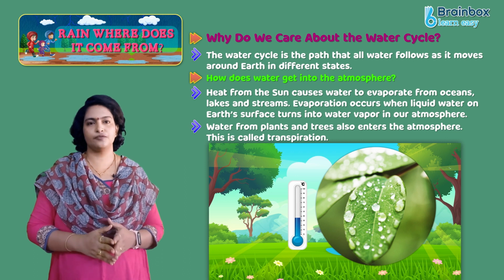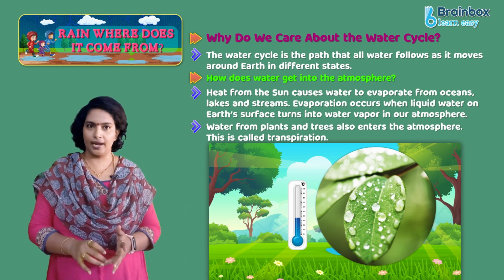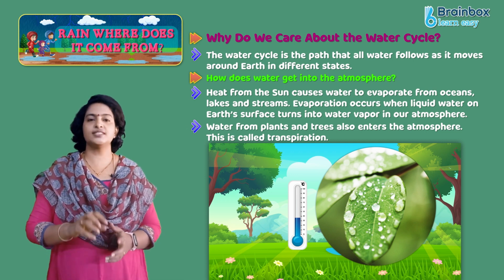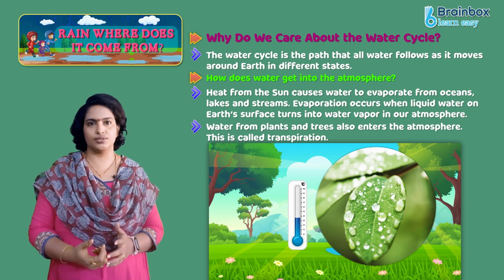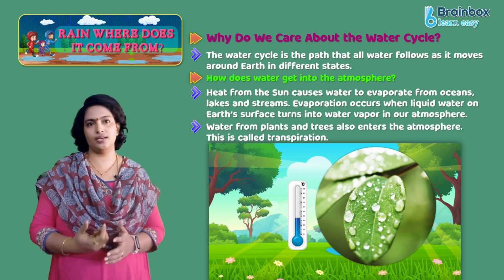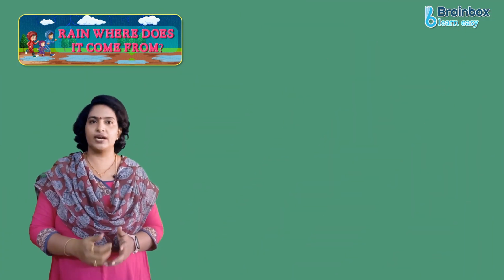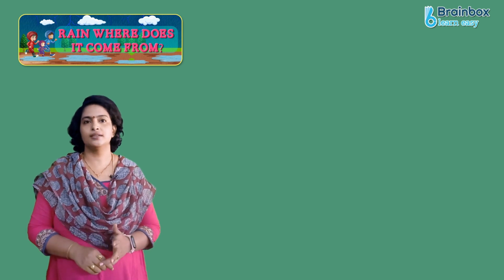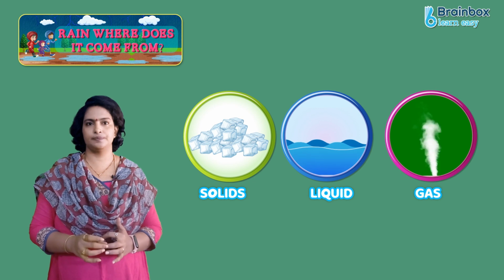So, water can be found all over Earth, in the ocean, on land and in the atmosphere. So, the water cycle is the path that the water follows as it moves around our planet. On Earth, you can find water in all three states of matter. They are solid, liquid and gas.